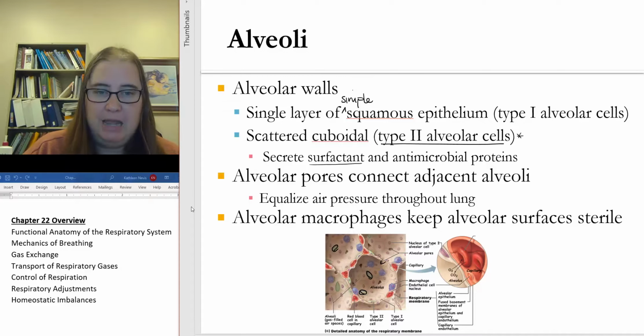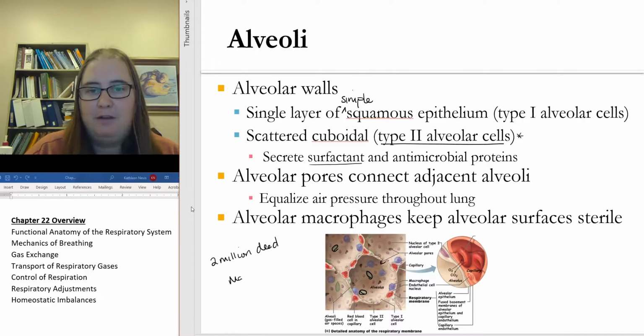Lastly, because the alveoli are an area that is going to be exposed to the external environment, you will have these little macrophages cruising around on the surface of the alveoli, keeping them sterile. To give you a fun fact, about 2 million dead macrophages essentially die per hour coming from the lungs.